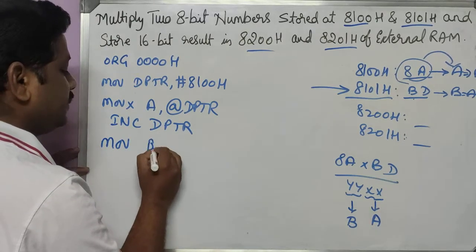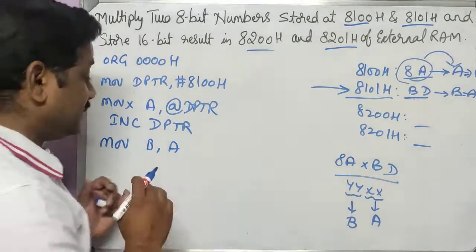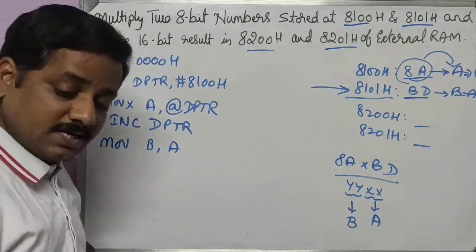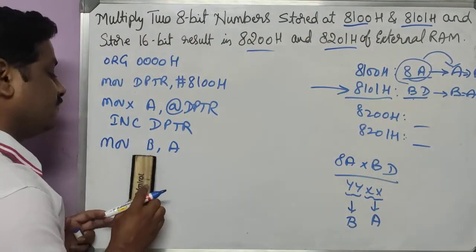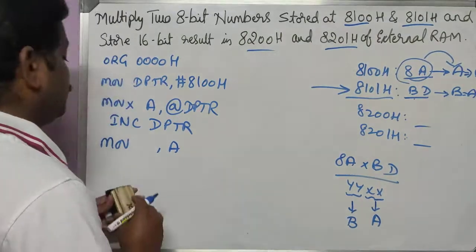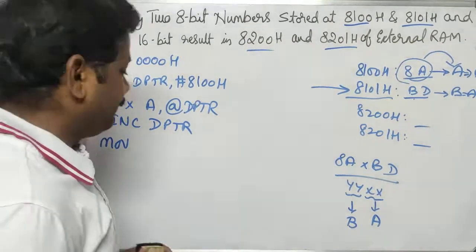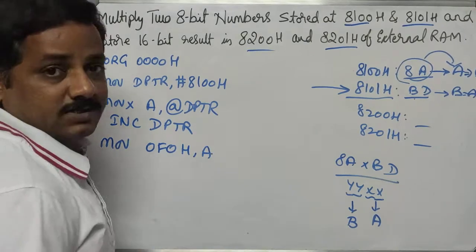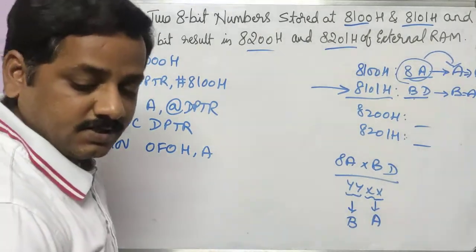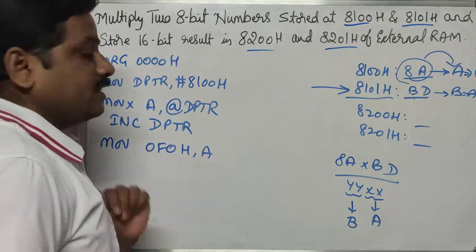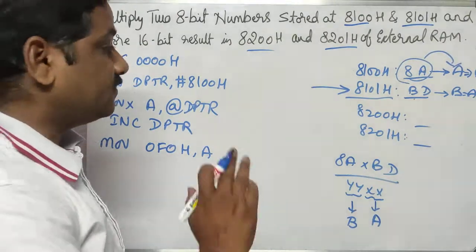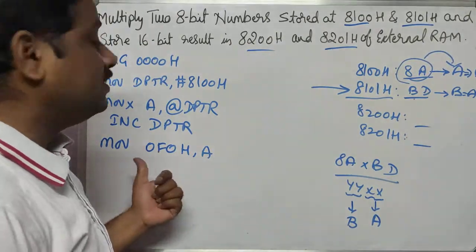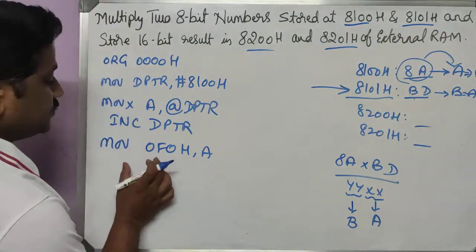MOV B comma A. But the system will never understand this. When you use the software RIDE, if you write B, it will give an error. So what you need to do? You have to mention the address of B. You should write it like this. Address of B is 0F0. So write the address comma A. Instead of writing B directly, you can't write B in this moving of data. So you should mention it like this.